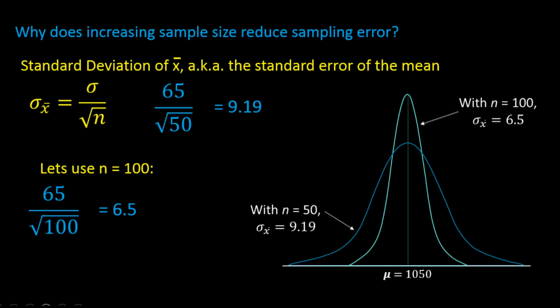Take a look at these two normal distribution curves and see how they differ depending on the sample size. The shorter, fatter curve has a smaller sample size of n equal 50 and a larger standard error or standard deviation of 9.19, so the distribution of the sample means is greater for n equal 50. The taller or skinnier curve is from the same population, but here we increase the sample size to n equal 100, so the standard deviation of the mean is only 6.5, resulting in less dispersion.